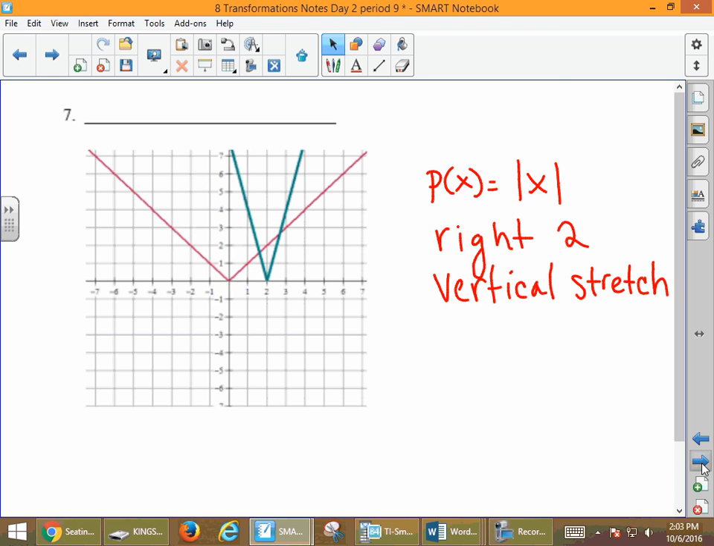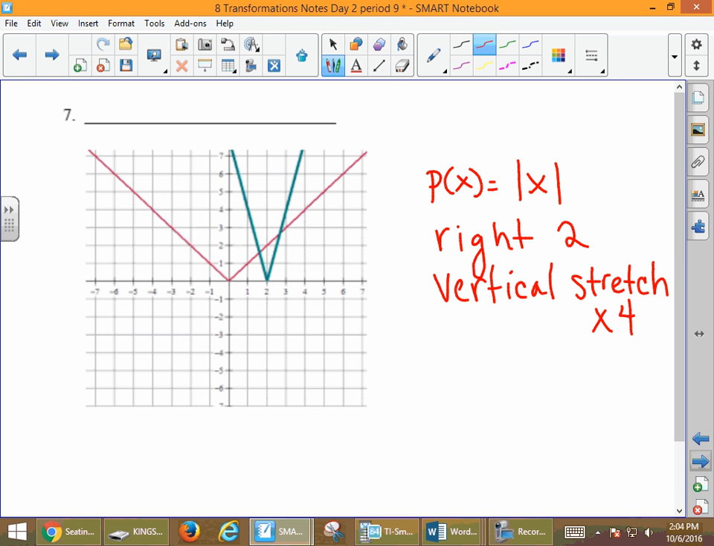Tracy? You could look at it either way. I chose the vertical because the vertical is an outside concept. When it's on the inside, it sometimes messes things up a little bit in people's minds because you have to go the opposite way of what you think it's going to do. So on this one, I said it's a vertical stretch. In the original graph, we go right 1 and up 1. In the new graph, we went right 1 and up 4. So we vertically stretched this by 4.